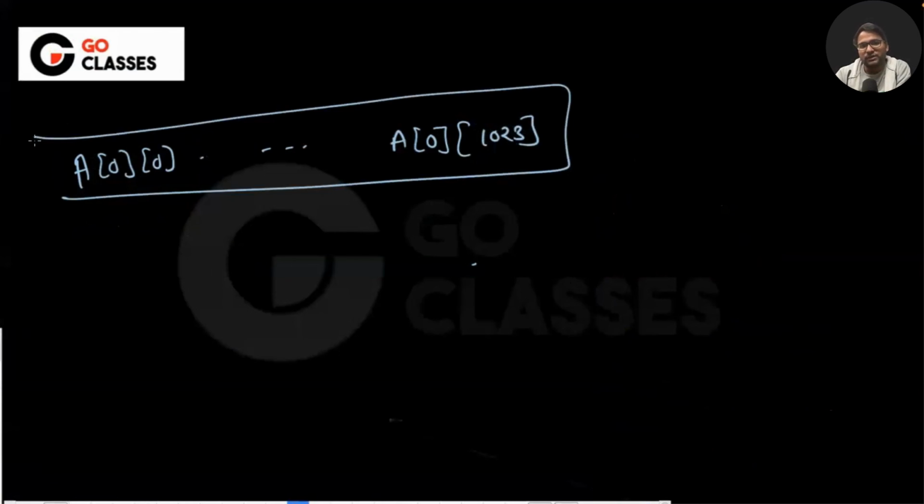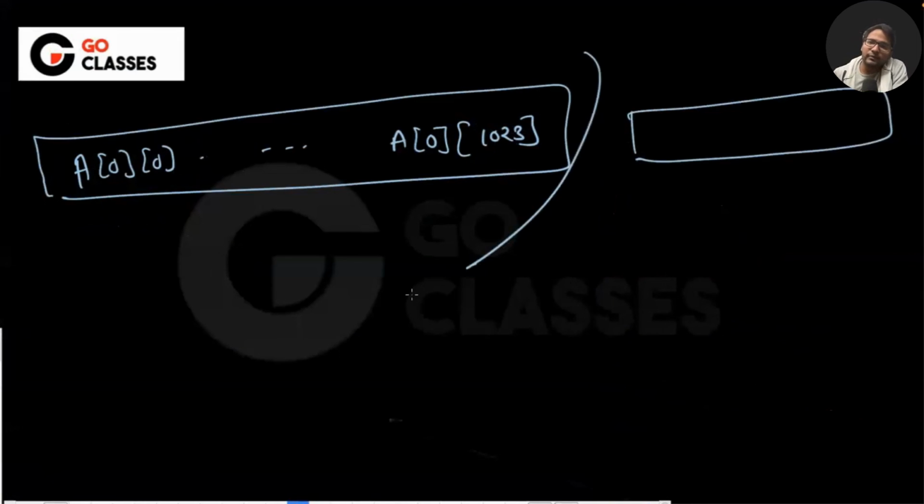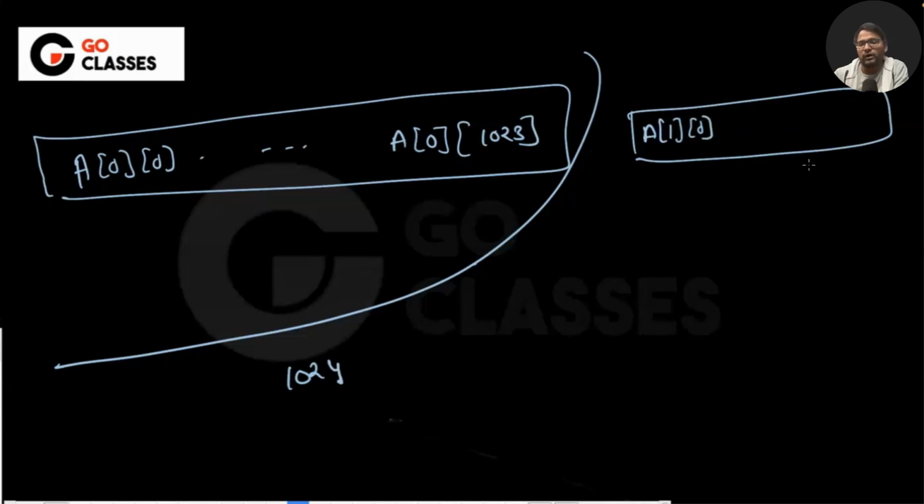This is A00 till A01, and then this is 2 power 10, which is 1023, right? 1024 minus 1. Okay. So this is basically A0, then A1, and so on. Okay. How many elements you have here? 1024 elements, right? If it is A1 something, A10, then 1024 elements.